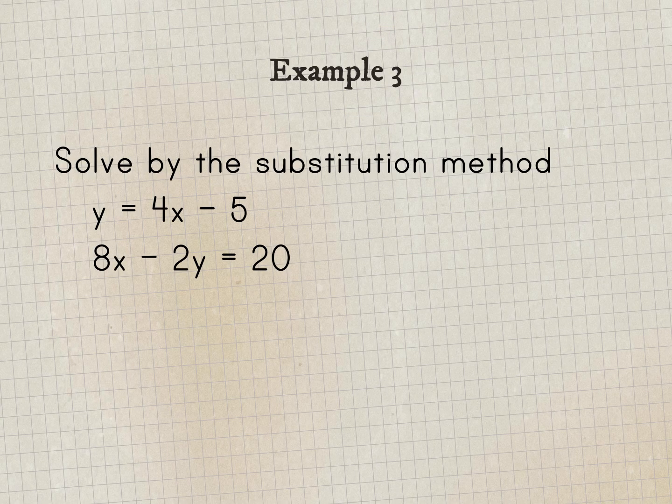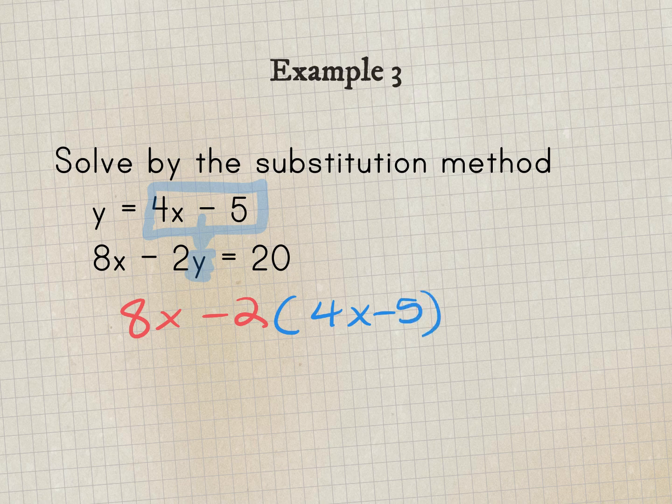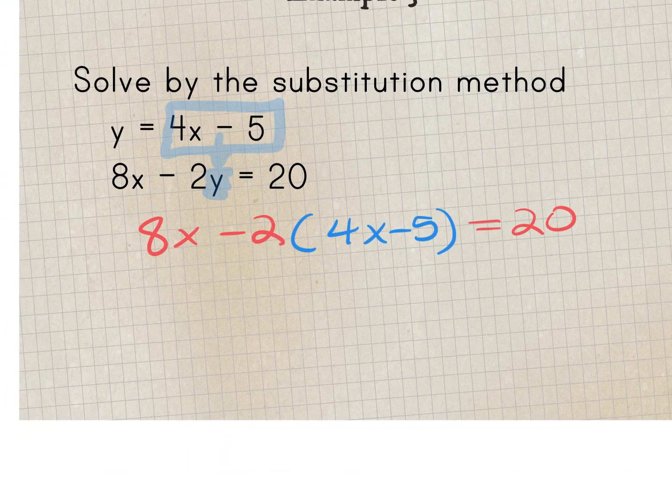So notice on number 3, the first equation is already solved for y for me. So what I'm going to do is take what y equals, which is 4x minus 5, and replace y in my second equation. So 8x minus 2, replace y with 4x minus 5, and then equals 20. I have to distribute.